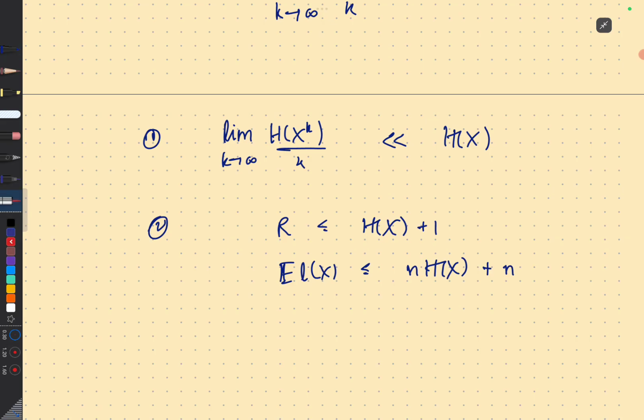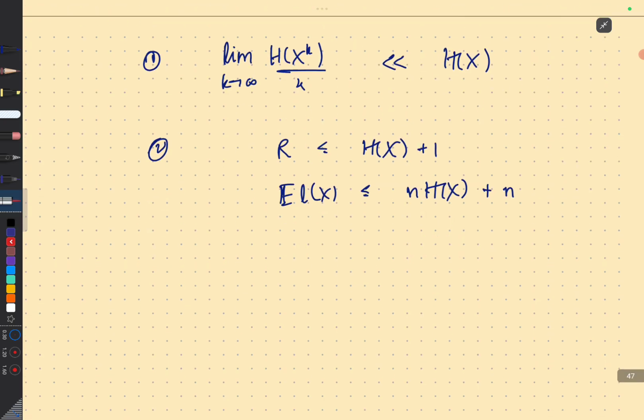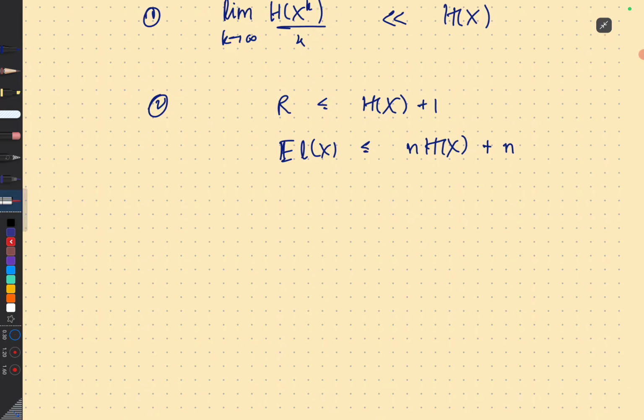If the source has small entropy, let's say 1 or 2 bits, even if the alphabet size is large, the source has entropy close to 1, then the expected length can be fairly large. For example, this particular term can dominate over n h of x, n times h of x. So that's another problem. And this can also potentially be solved even for a memoryless source. We can solve this by grouping together symbols, taking blocks of k symbols each.